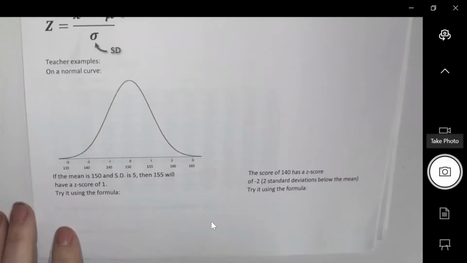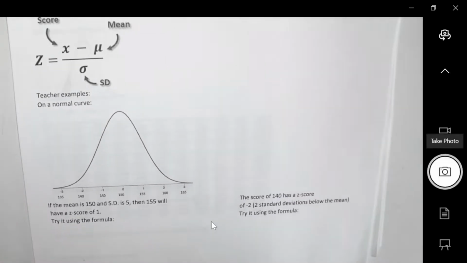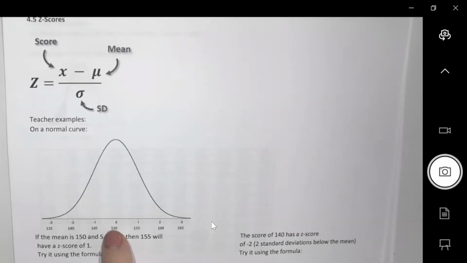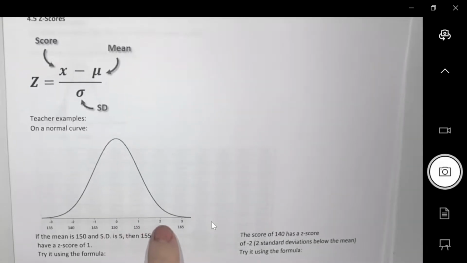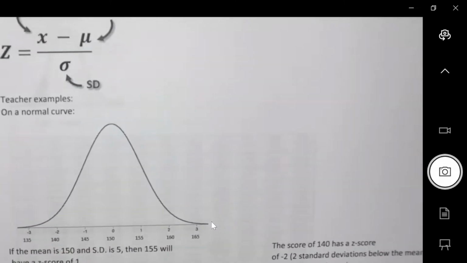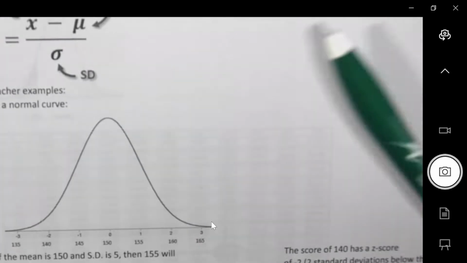Okay, so we've been doing this normal distribution curve, and we've been talking about how the mean goes in the middle, and then we go up a standard, up 2 standards, up 3 standards, and then down, down, down. Okay, so today we're going to learn about z-scores.